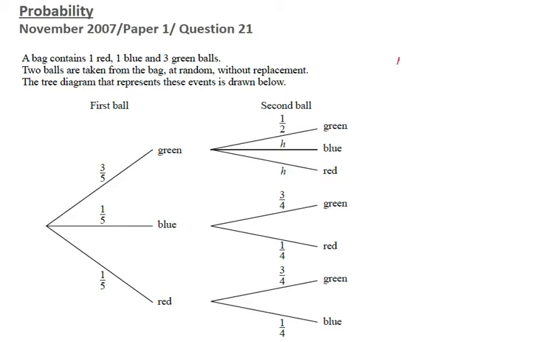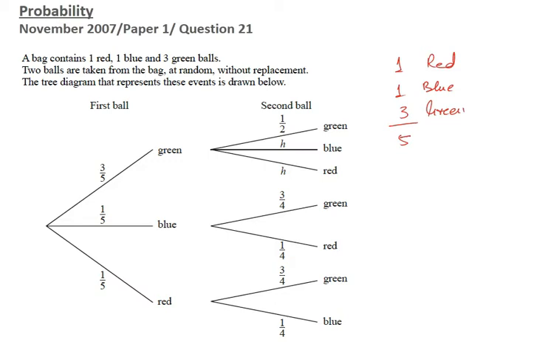We have 1 red, 1 blue and 3 green balls. So altogether 3, 4, 5, we have 5 balls. Now 2 balls are taken from the bag at random without replacement. So here we have a case of without replacement. So it means when we pick one color ball from the bag, we will not keep it back. We will keep that ball outside and then select the next ball from the remaining balls.